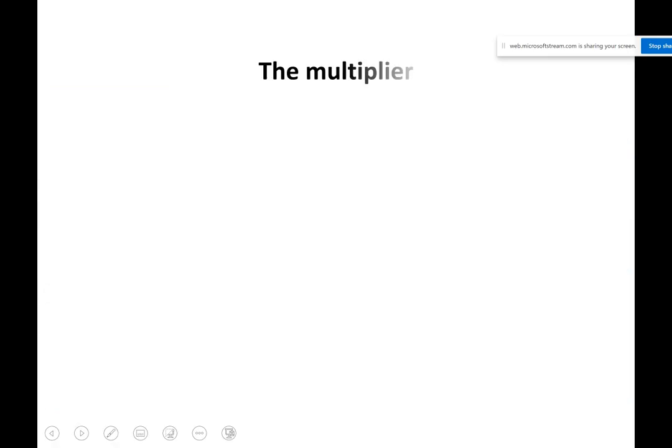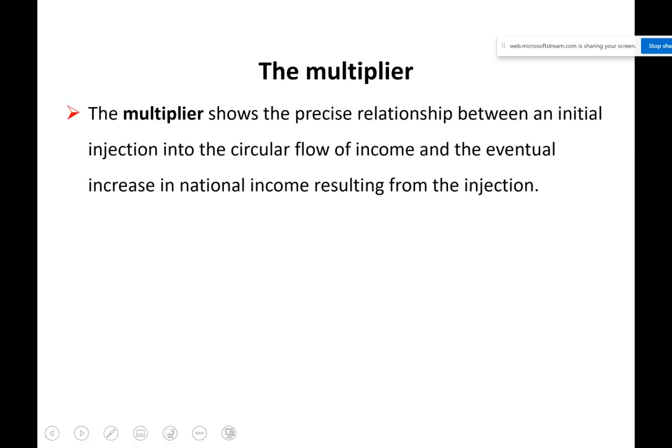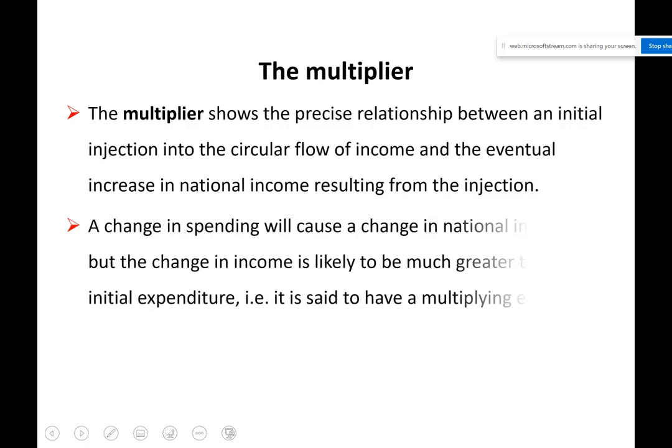Okay, that's bringing us on to this interesting thing called the multiplier. This is where you need your pen and paper. So in essence, what does the multiplier do? Here's the book definition of the multiplier. It shows the precise relationship between an initial injection into the circular flow of income and the eventual increase in national income resulting from the injection. And a change in spending will cause blah, blah, blah. You can read that yourself.